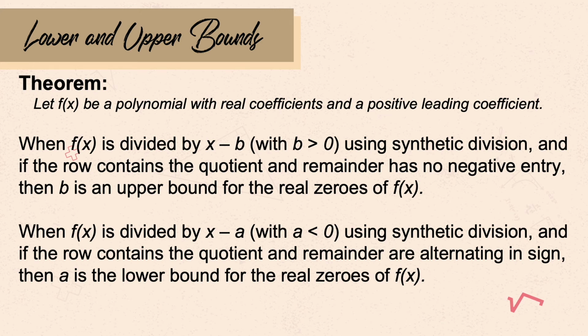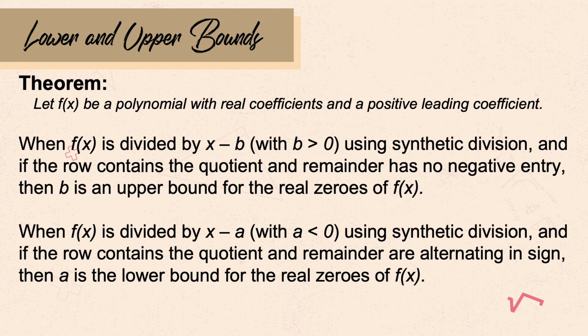For the lower bound, class, when you divide f of x by x minus a, considering that a is less than 0 or negative, using synthetic division, if the row contains the quotient and the remainder alternating in sign, this one is easy to understand. The quotient and the remainder must be alternating in sign. Regardless if you start with positive or negative, as long as the signs are alternating, class, then a is the lower bound for real zeros of f of x.